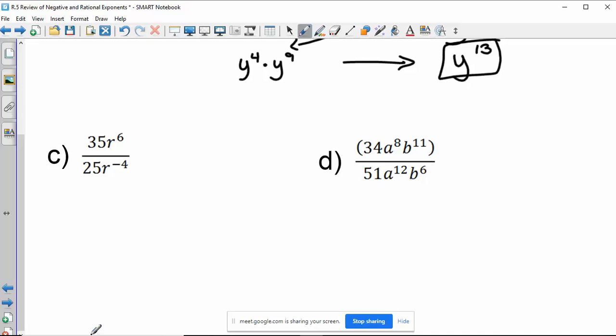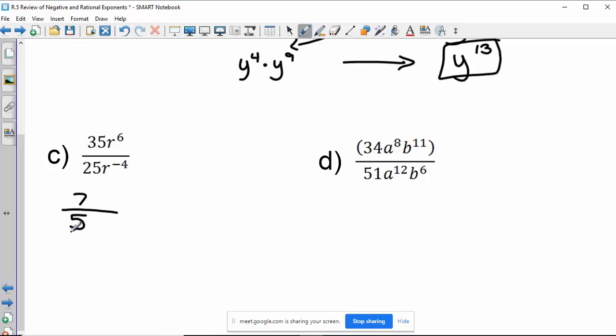Okay, C. We have two pieces to simplify here. We have to simplify the numbers and the r's. So 35/25, if I divide those both by 5, I get 7/5.